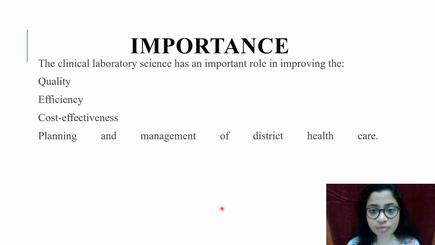Moving on to the importance of a medical laboratory. What are the importance? Number one, it's to maintain or to improve the quality of lab work or testing. Secondly, the efficiency, and thirdly, the cost effectiveness, which is again very important, particularly in a developing country like India. And also the planning and management of the district health care.